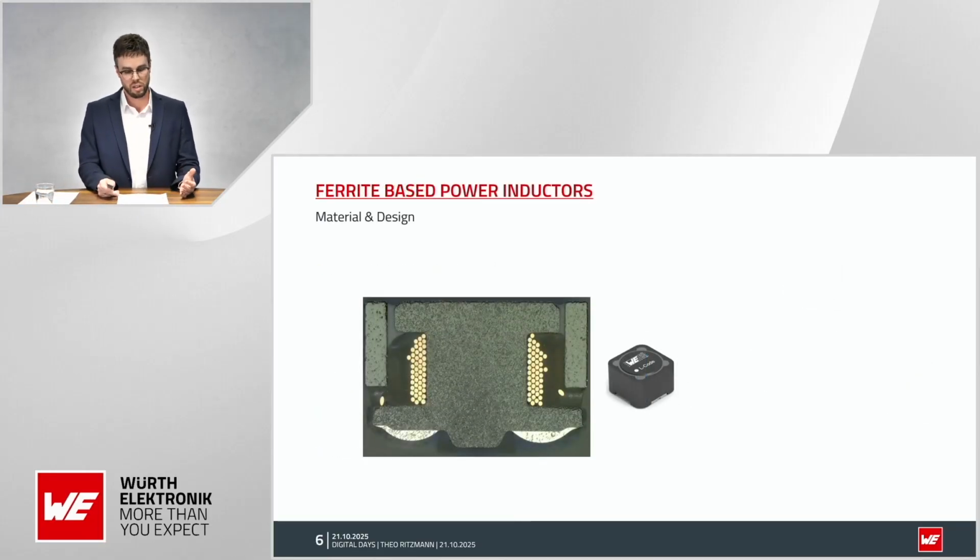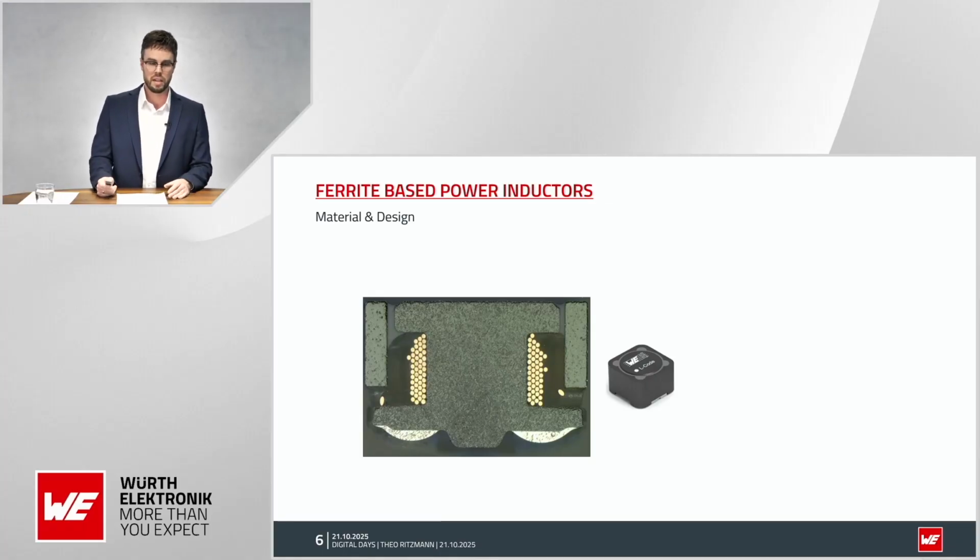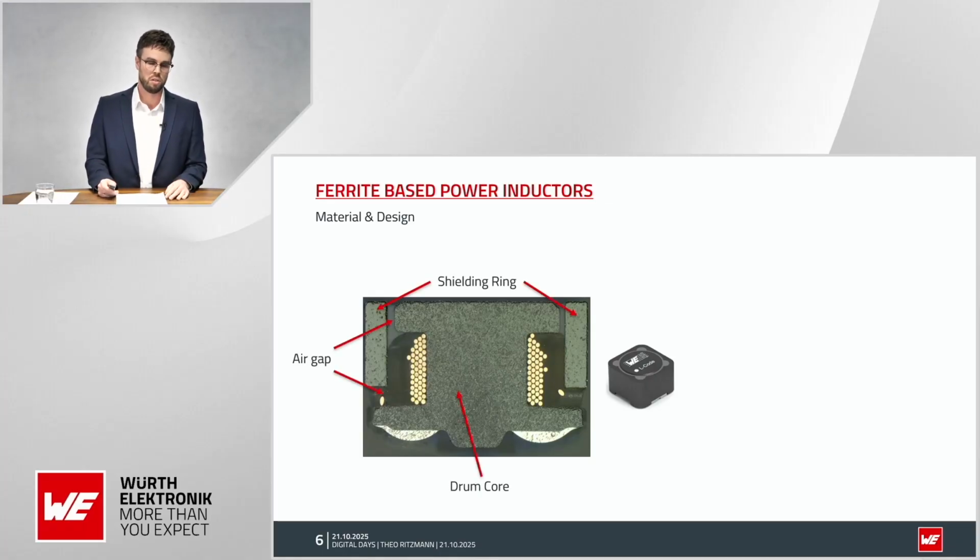So let's have a look at how a ferrite inductor looks. Here you can see a typical cross-section of a ferrite inductor. In this example, it's our WE-PD series. In the center, we have a so-called drum core, which is more or less a rod core with a top and a bottom plate.